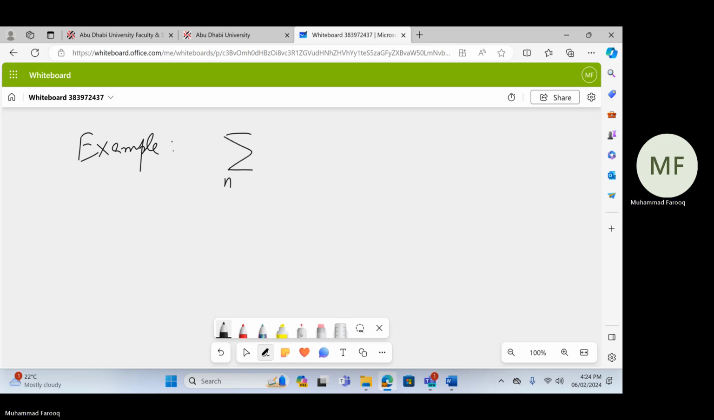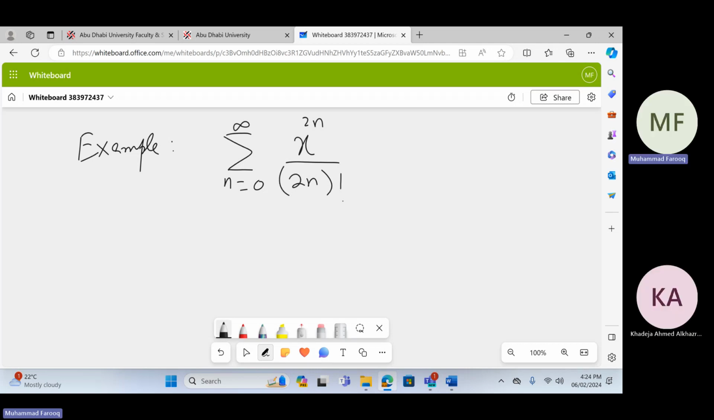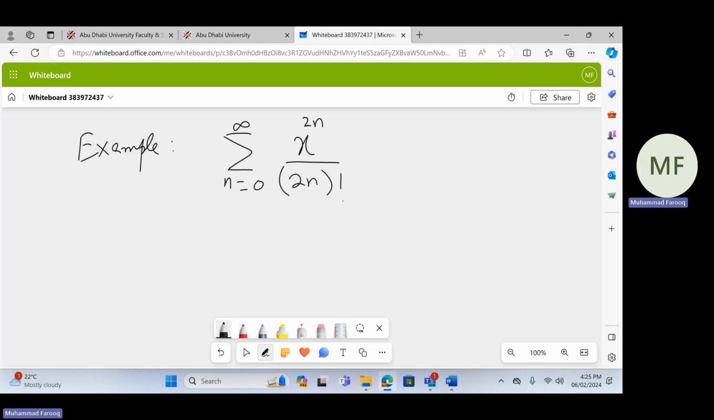Sigma n equals 0 to infinity of x raised to the power 2n divided by 2n factorial. Yes, please. Is it a power series? Yes. So for this power series, please calculate I and R. Which test do you apply here? Ratio. No, please don't apply the ratio test. It takes time. There is no factorial... oh, I'm sorry.